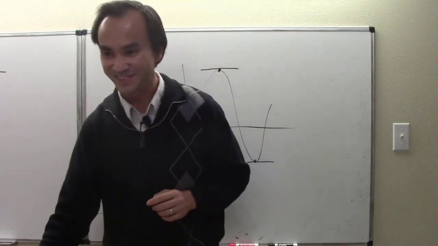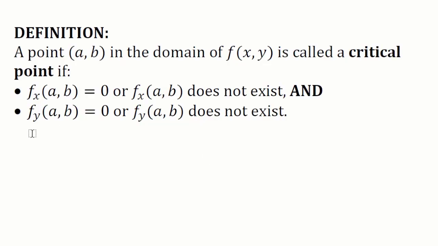And further, the partial derivative with respect to y must also equal 0, or the partial derivative with respect to y at that point does not exist. So a point is called a critical point if both of these are satisfied: the partial derivatives f sub x and f sub y are both equal to 0, or some of these do not exist. One of these does not exist.